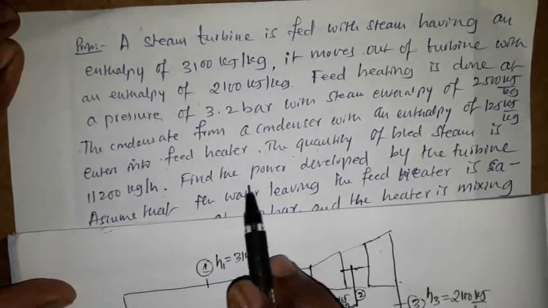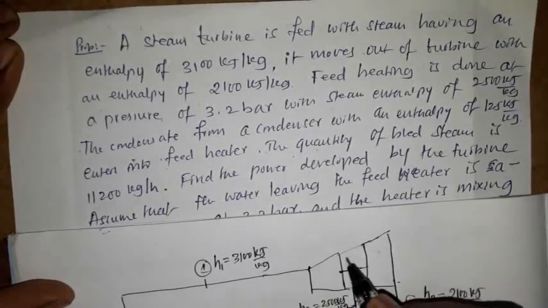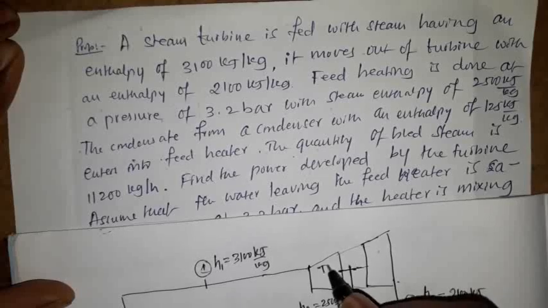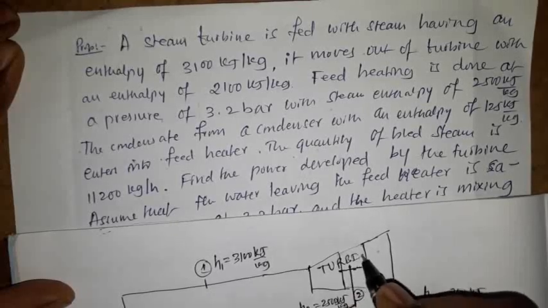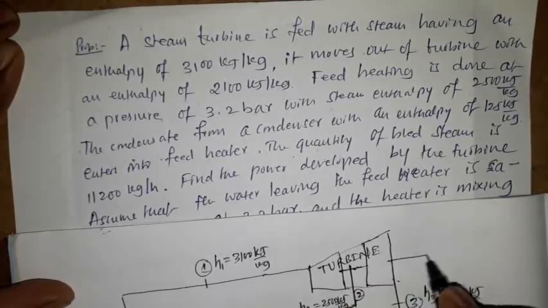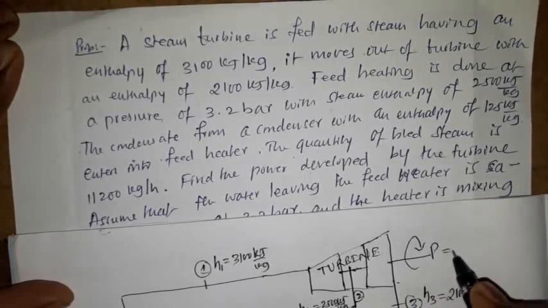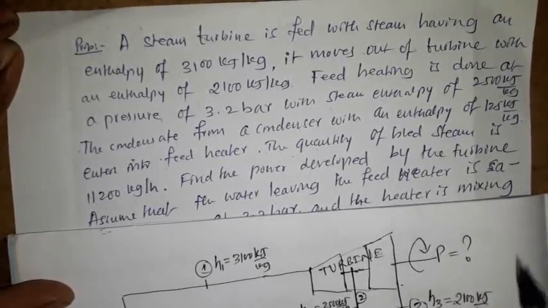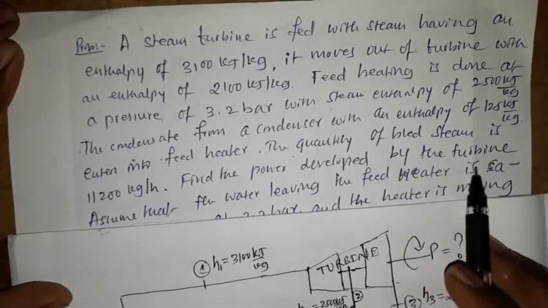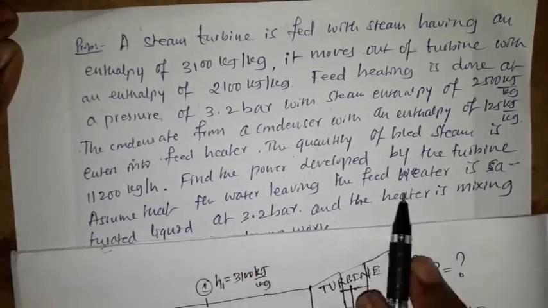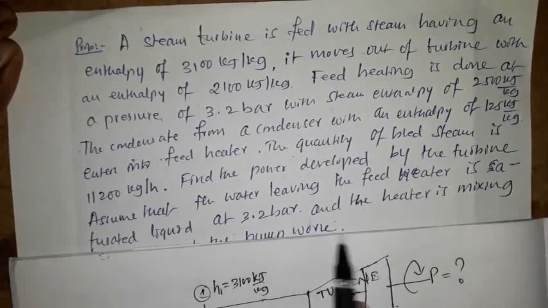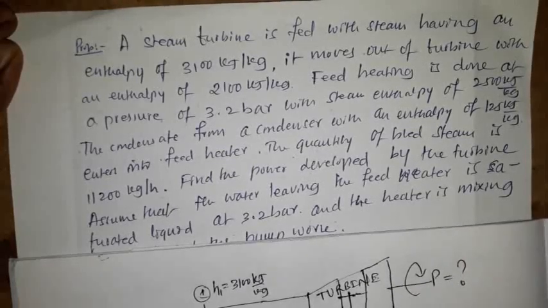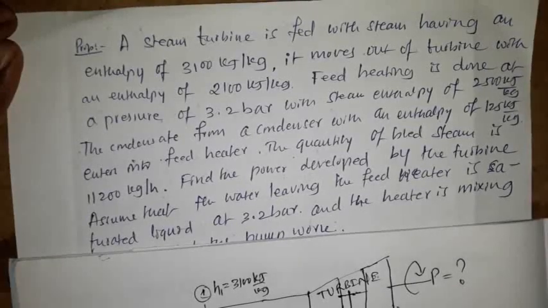We need to find the power developed by the turbine. Means this is the turbine, and this turbine is able to generate the power for us. So this power he has asked to calculate. Assume that the water leaving the feed water heater is a saturated liquid. Means the water which comes out of the feed water heater is a saturated liquid, and it comes out at the same pressure of 3.2 bar.